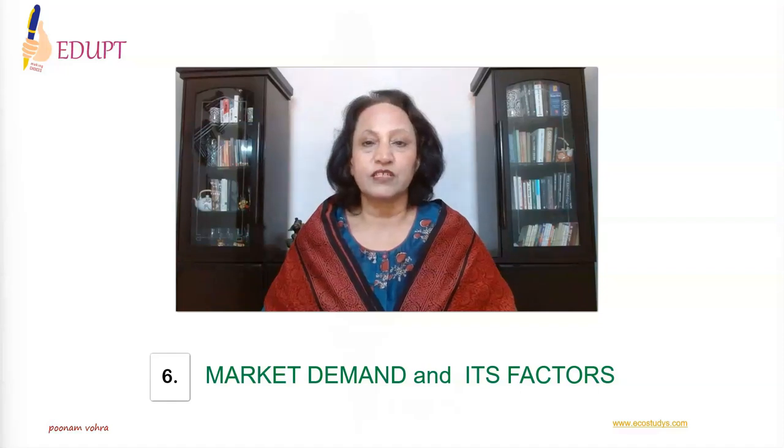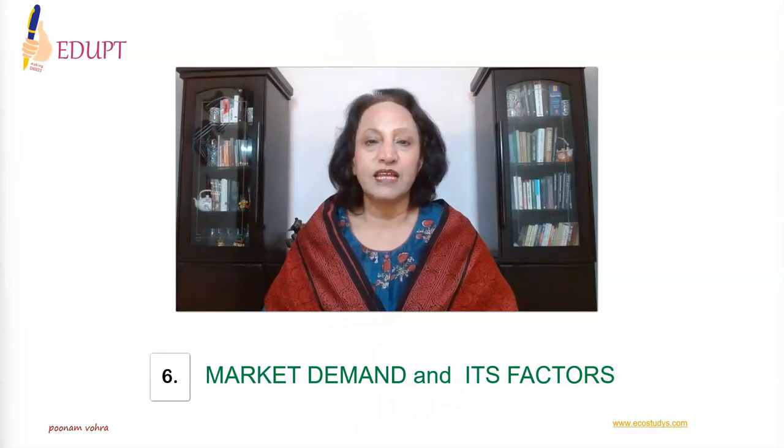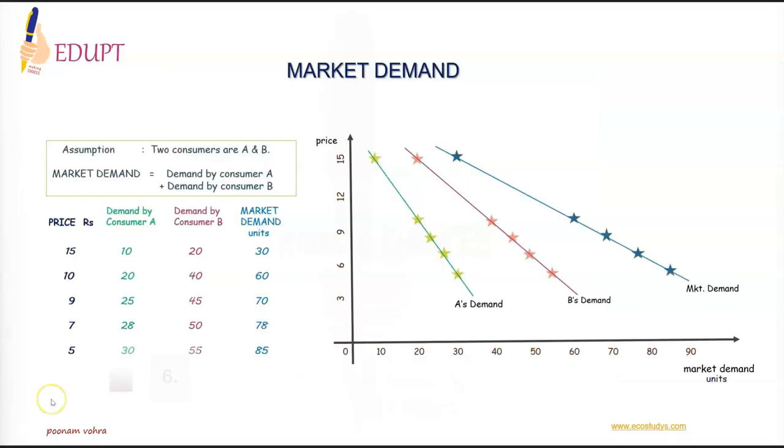This session focuses on market demand for a commodity and factors that affect market demand. So let's understand market demand. Market demand for a commodity is the collective demand of all the individuals for that commodity at a given price within a given period of time. The market demand schedule is arrived at by adding the quantities demanded by each buyer in the market at various prices. Let's understand this aspect.